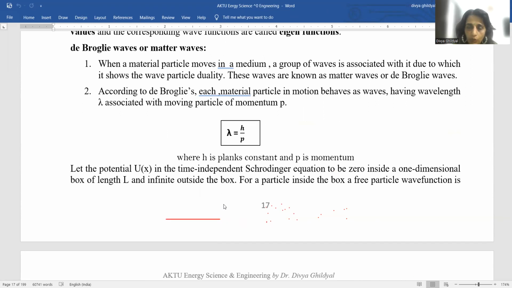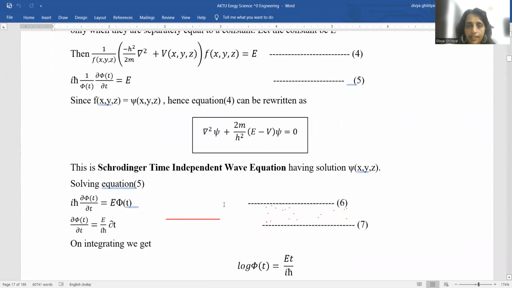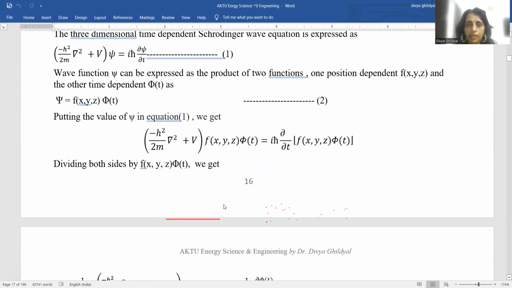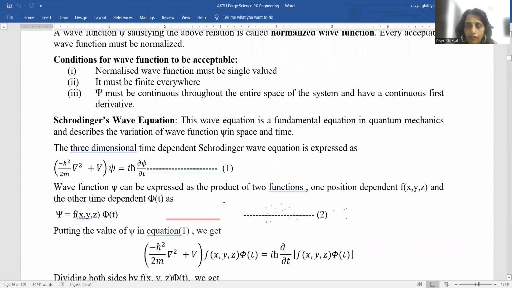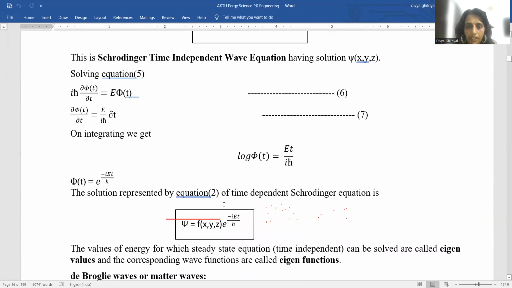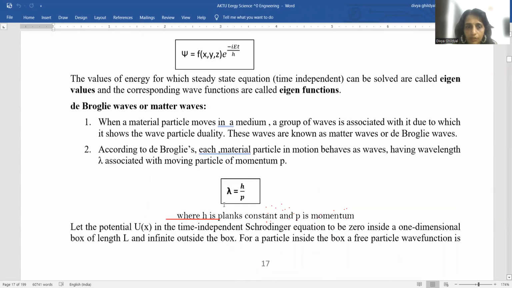So there are two equations of Schrodinger, time independent and time dependent. Both are important from your AKTU exam point of view, and they are asked for 10 marks in section C. Derive Schrodinger time independent and time dependent wave equation. I have given you two methods for deriving this equation. I will explain the shorter and easier one.